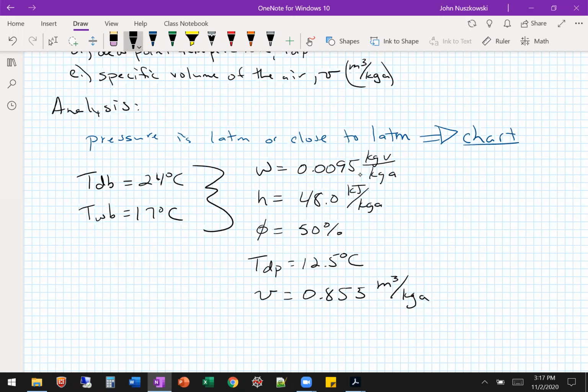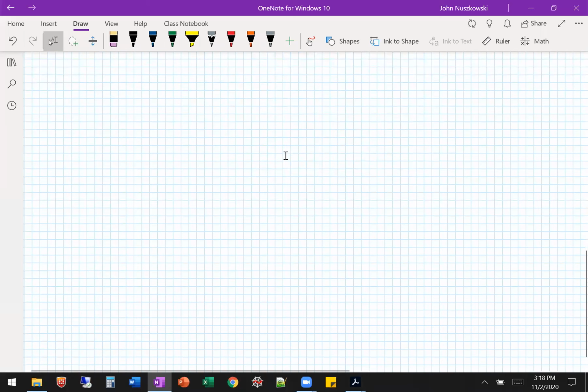So two properties got us all the others, or we could have some of these other properties on the right. One or two of those, as long as we have two, it fixes our state and we can get all the other ones. So that becomes very important. All right, let's do another example. Let's do 14-68.